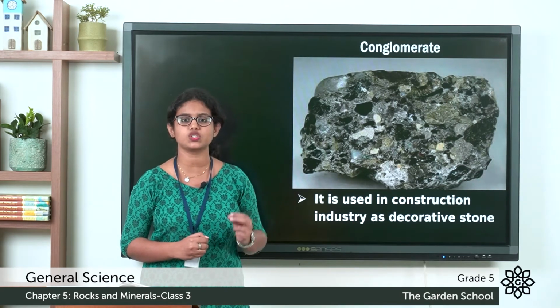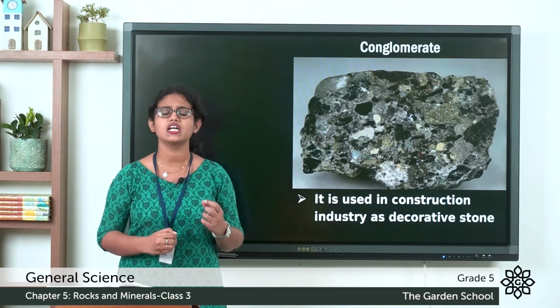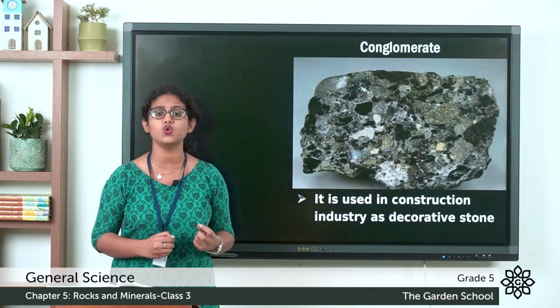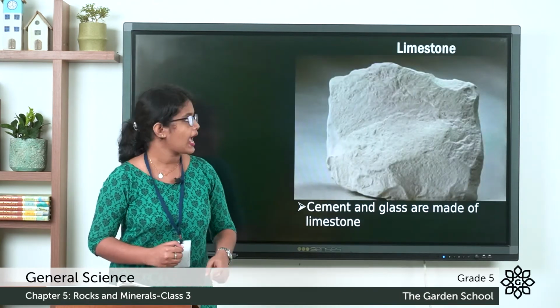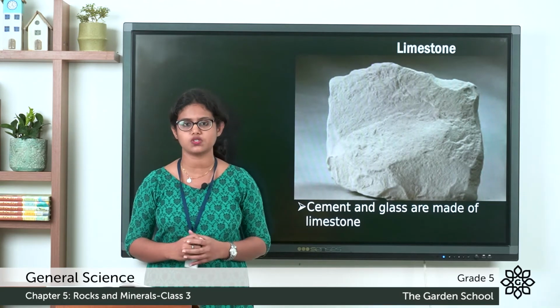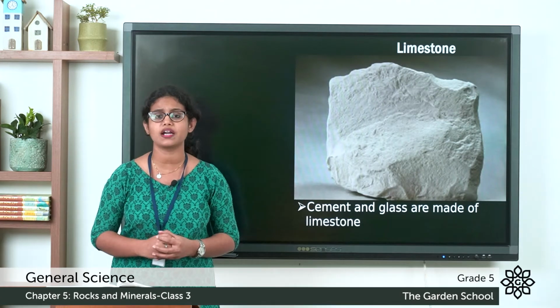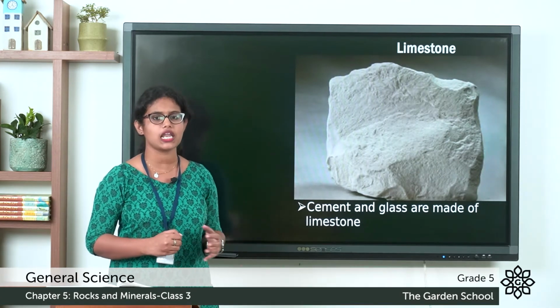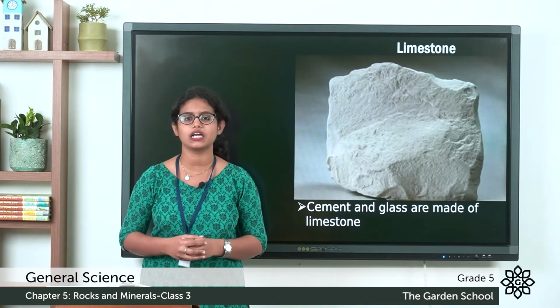So the construction industry uses this rock. You know why? Because it is a very colorful rock, so they use this as a decorative stone. And the next type of sedimentary rock is the limestone. This limestone is commonly found in warm marine water. And this limestone is used for making cement as well as glass.